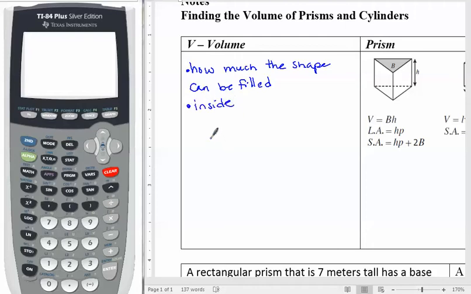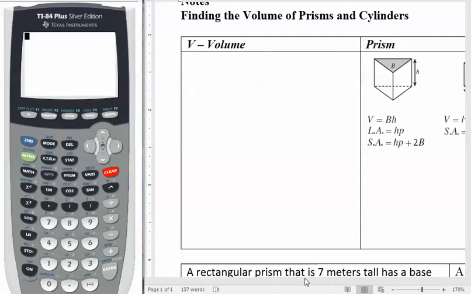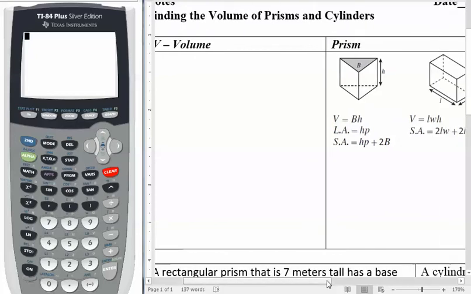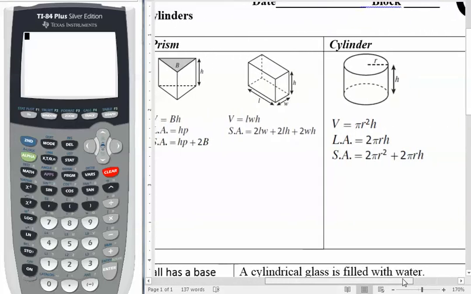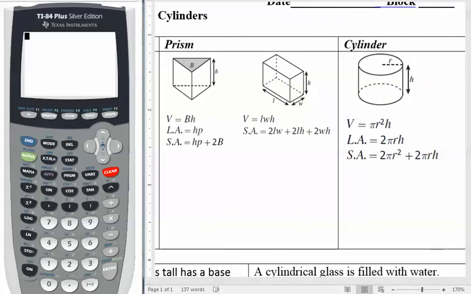Now, volume generally is a formula on our formula sheet. So if I look at our formula sheet real quick, we will see the two boxes next to us. We are going to be looking at prisms and cylinders.